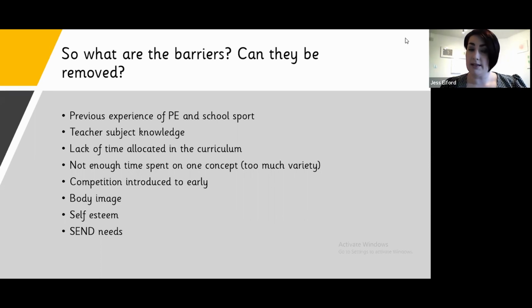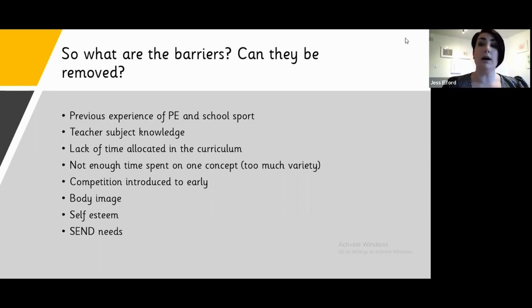Lots of people have a bit of a subject knowledge issue when it comes to gymnastics and dance. There's a wealth of resources out there that you could use for gymnastics support and for dance support. And I can guarantee that if you are not a gymnast or you are not a dancer, there will be one in your classroom. Okay, so you can use that child to model the particular skill that you're asking them to do.